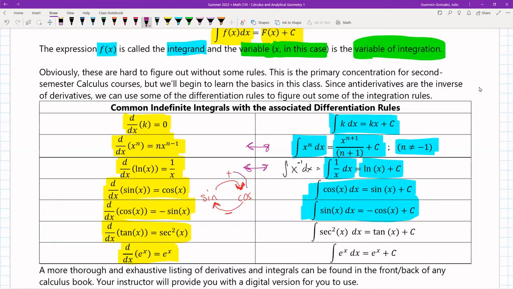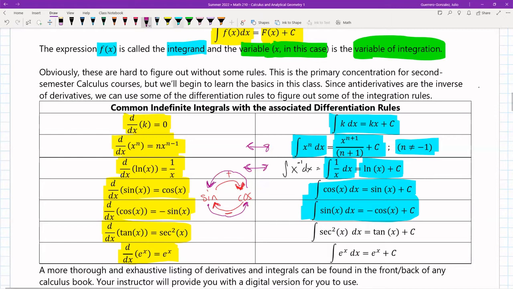The integral of cosine is positive sine, right? And then same thing, right? Let's say you start at sine and you want to find the integral, right? That's going to be negative cosine of x. Ta-da. Okay.